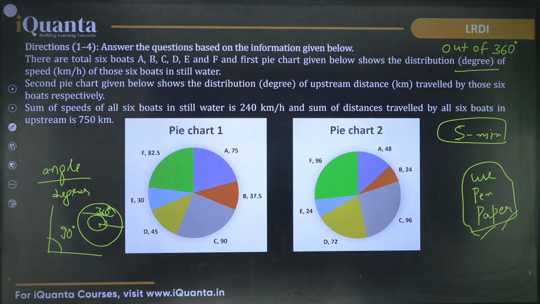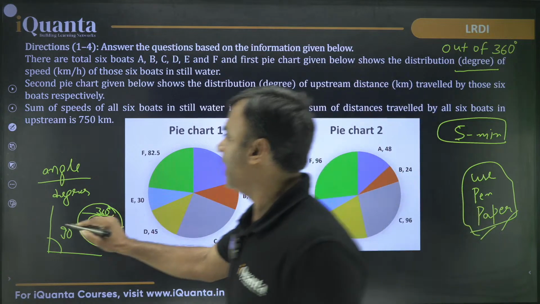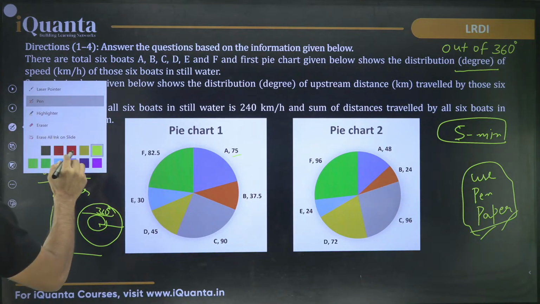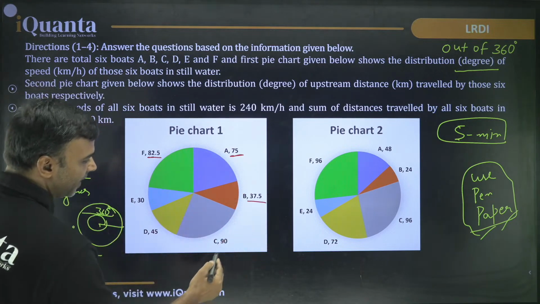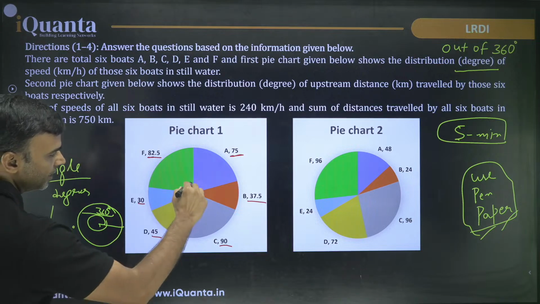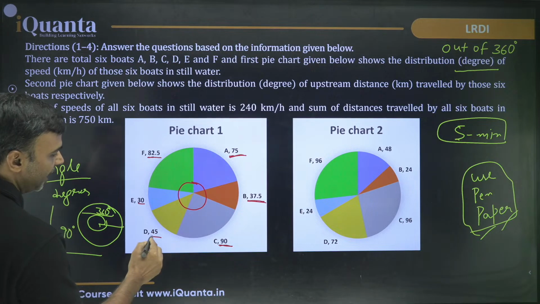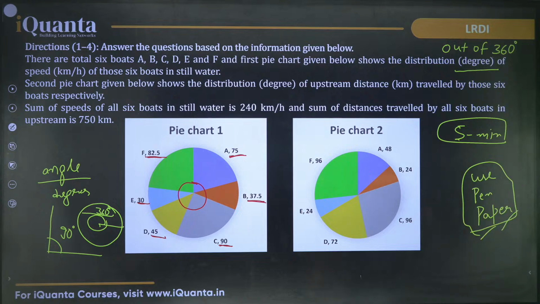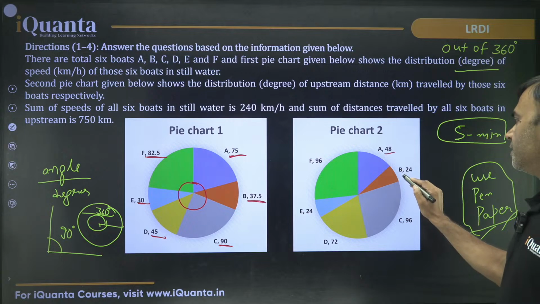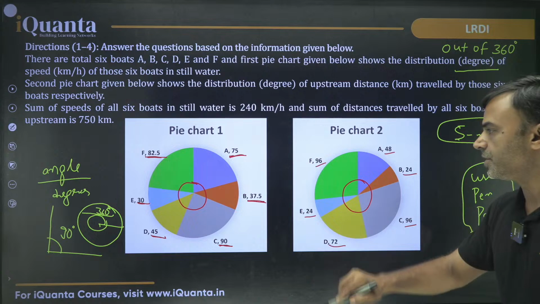Very good. You know, for example, here, just check everyone, the sum of these values, because they are given in degrees. These are given in degrees: 75 degree, 82.5 degree, 37.5, 90, 45, 30. This total is 360. Can you check that the sum of all these values should be 360? Does it happen? Please check. वैसे ही दूसरे वाले में भी 48, 24, 96, 72, 24, 96. This total should be how much? 360 degree.